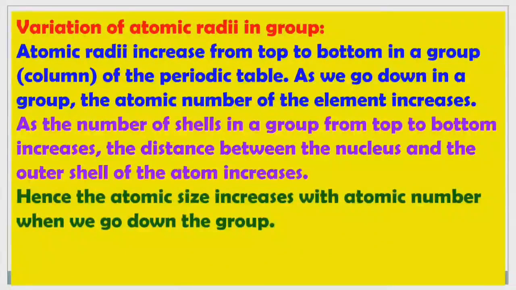Hence, the atomic size increases with atomic number when we go down the group. When we go down the group from top to bottom, we can observe atomic size increases, because from top to bottom, atomic number increases. As the atomic number increases, the number of cells increases. As the number of cells increases, the distance between the nucleus and the outer cell increases. So, in a group from top to bottom, atomic radius increases.